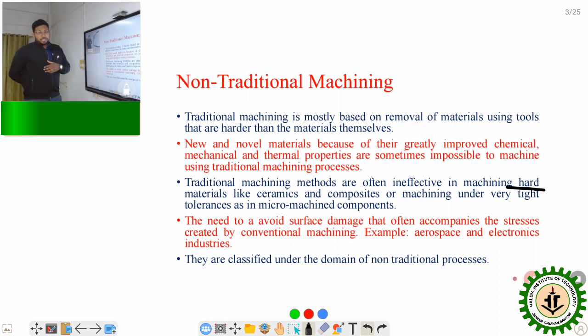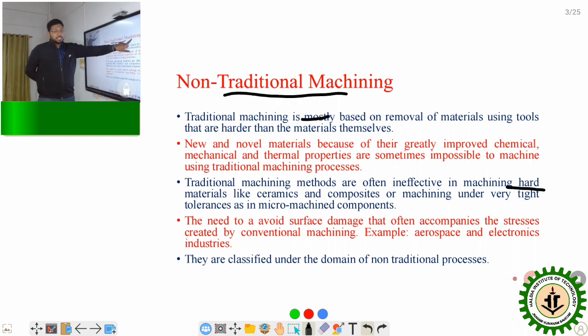In conventional or traditional machining, the basic principle is that the hardness of the tool must be more than the hardness of the workpiece. But in these non-traditional cases, most of the time the tool does not touch the workpiece. So, as a result, the hardness of the tool and the hardness of the workpiece do not depend on each other. Okay, so that is the main advantage of this non-traditional modern manufacturing.